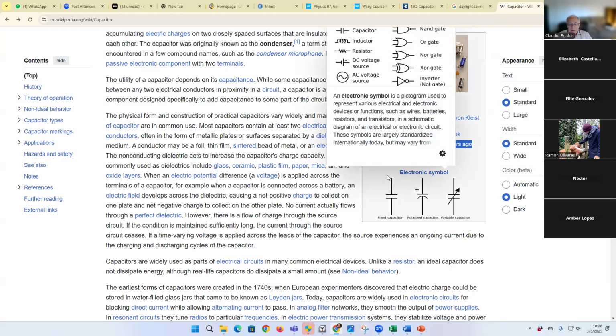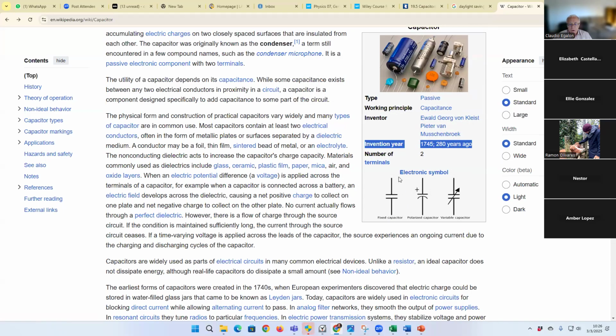And we have the symbol of the capacitor. Those three symbols. We are going to concentrate on this symbol right in here. There's a difference between those three capacitors. There is the fixed capacitor, and then there is the polarized capacitor. We do have polarized capacitors out there. That's the symbol. But concentrate on this symbol here.